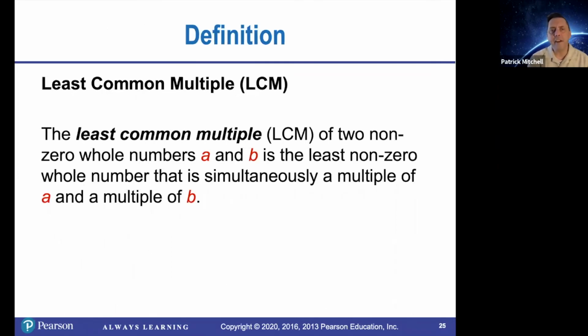So here's the definition of least common multiple. The least common multiple, or LCM, of two non-zero whole numbers, A and B, is the least non-zero whole number that is simultaneously a multiple of A and a multiple of B.